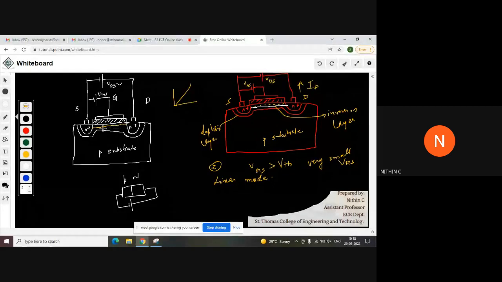Okay. So I hope you got the idea. If you are increasing the VDS, reverse biasing will be more at the drain end than at the source end. Because of that, this depletion region width changes. This is actually the depletion region width, right?